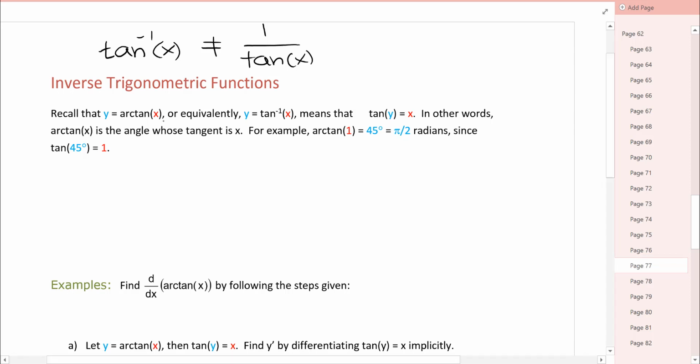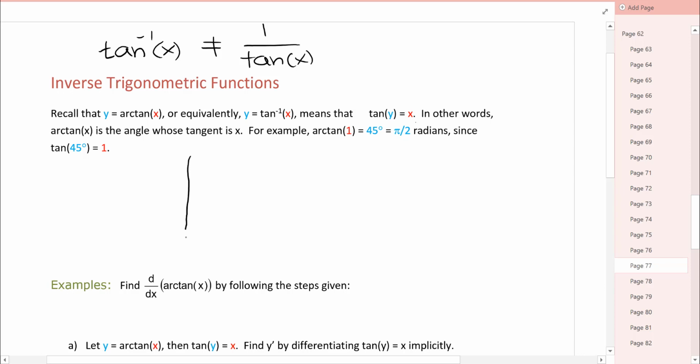So if y equals arctan x, then tan y equals x. So arctan x is an angle, the angle whose tangent is x. For example, arctan 1 equals 45 degrees or pi over 4 radians, since tan 45 degrees or pi over 4 radians is 1.